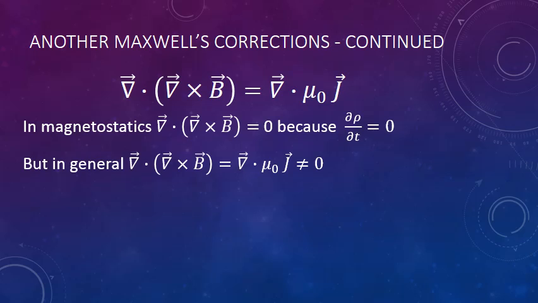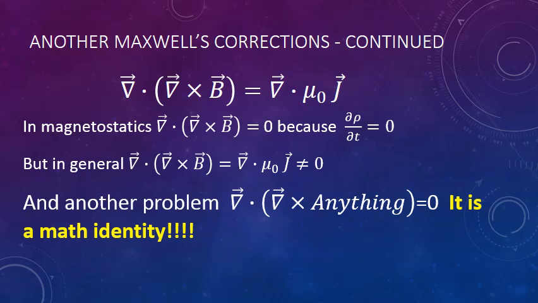But in general, the right-hand side of this, the divergence of the current density, is not equal to 0. So we have to somehow compensate for this inconsistency. And the other problem is, if you take the divergence of the curl of anything, the mathematical identity says it's 0. So we've got to deal with these inconsistencies to make sure that the right-hand side equals the left-hand side.